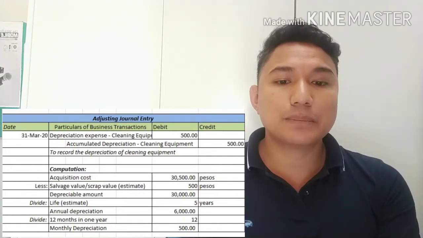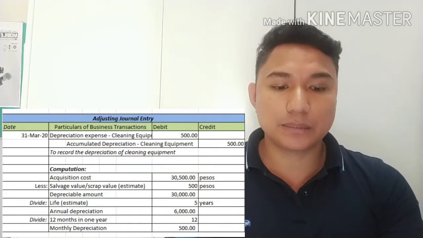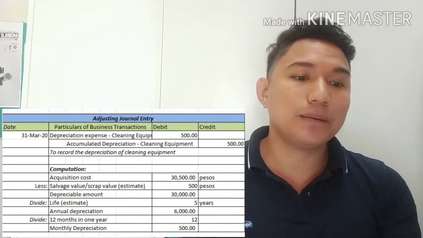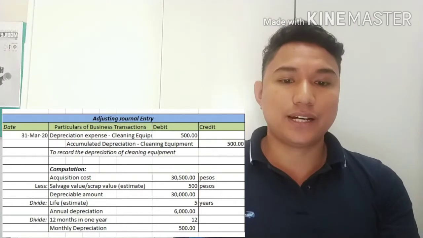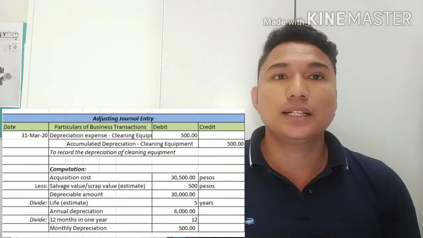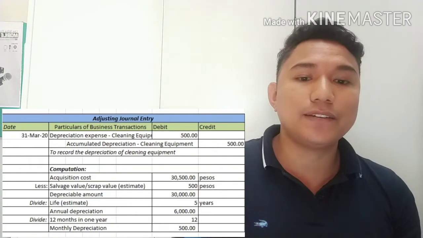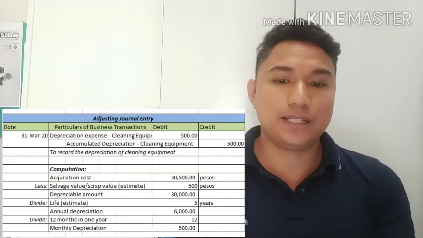The annual depreciation expense of Joji Langga Company is 6,000, but we have to get the 1 month depreciation only. So we have to divide it by 12. 6,000 divided by 12 is 500. So the monthly depreciation of Joji Langga Company for its cleaning equipment is 500. Debit depreciation expense, cleaning equipment, 500 and credit accumulated depreciation, equipment, 500. Now somehow you understand the concept of depreciation.